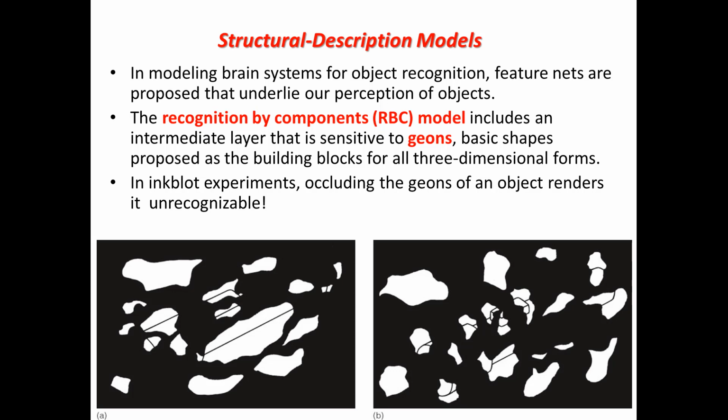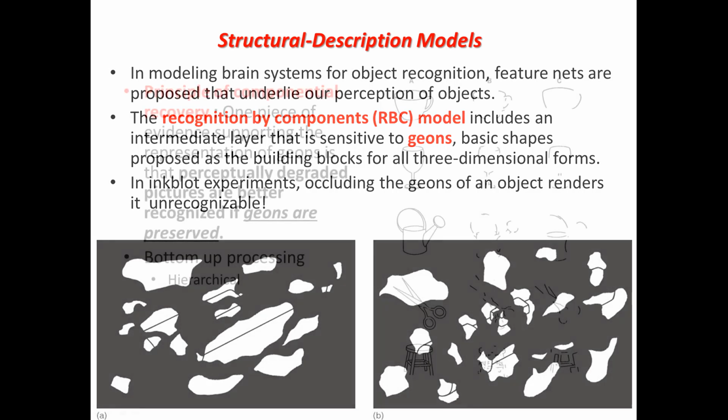So there is some evidence from behavioral studies that show that recognizing these geons is an important component of object recognition. And in modeling brain systems for object recognition, feature nets have been proposed that underlie our perception of objects. And those feature nets can, in fact, behave in exactly the way that people do and show the same kind of recognition deficits if geons are occluded.